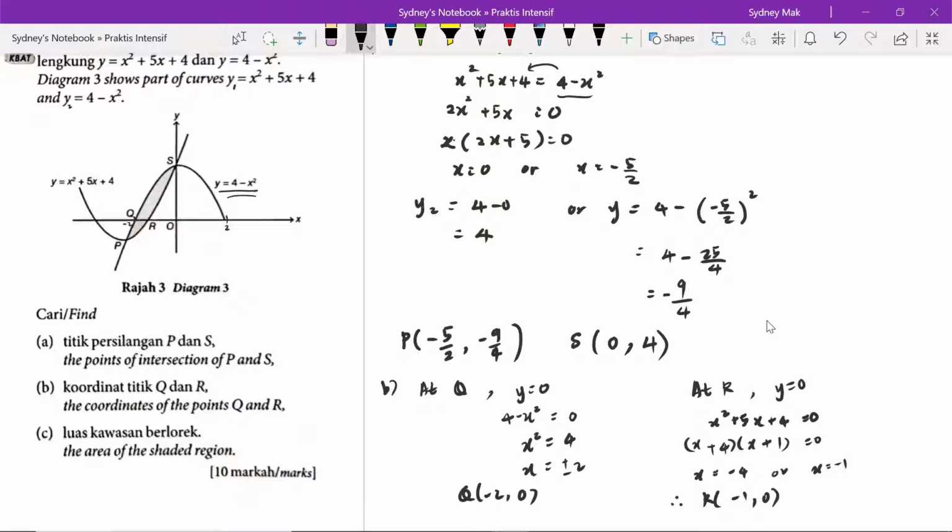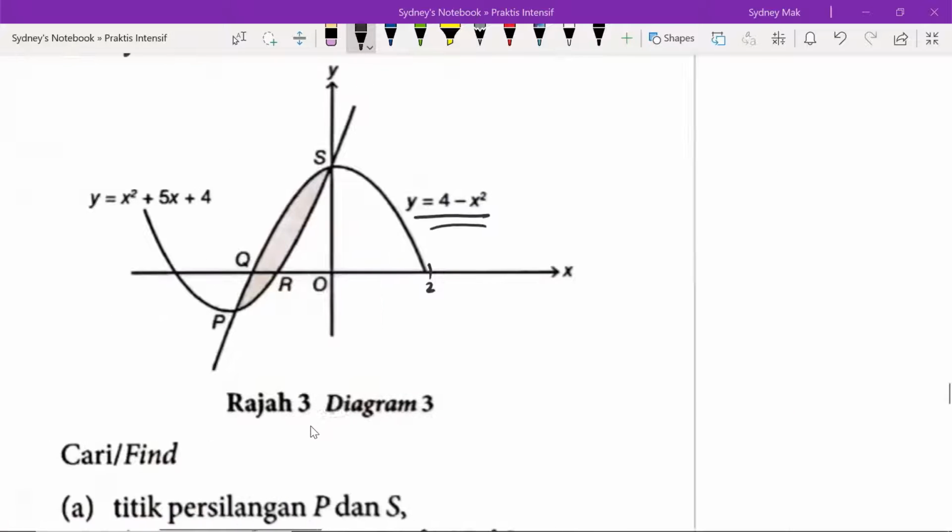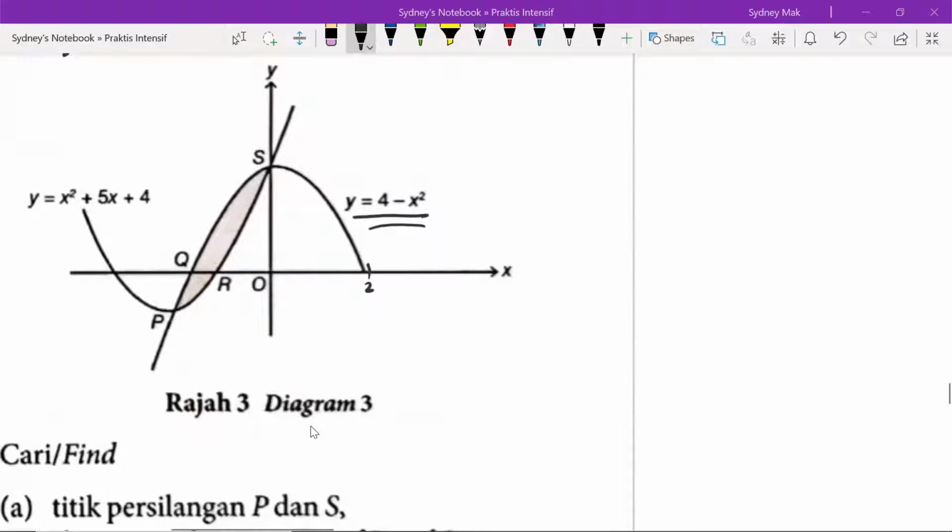So we found the coordinates of P, Q, R and S. Next, we need to find the area of the shaded region. I think I need to enlarge the diagram. We can also redraw this diagram. We know that the x coordinate of P is negative 2.5, the coordinate of Q is negative 2, the coordinate of R is negative 1, and this one is 0, 4.